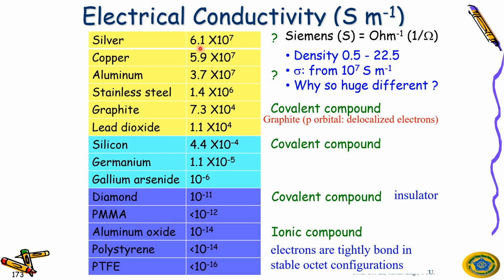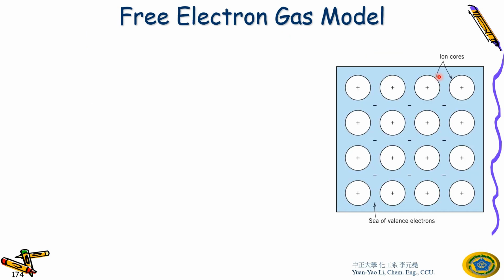As you can see, the conductors have a very wide range of density from 0.5 to 22.5. You can find some very light elements, aluminum, which is very light. The density is low. But there are some elements which have very high densities. Then why is there such a huge difference? However, the conductivity is always about 10 to the 7 Siemens. So this is what we call metallic bonding.